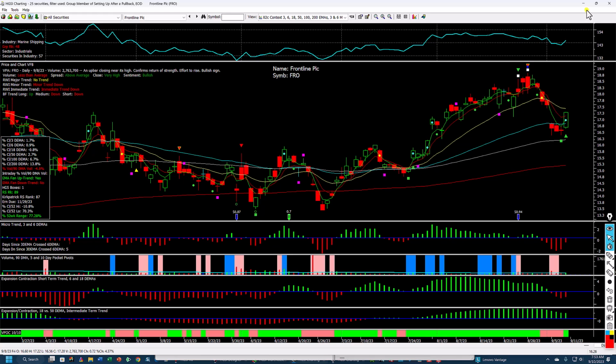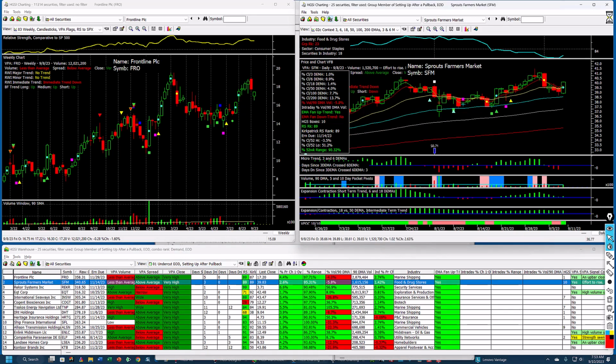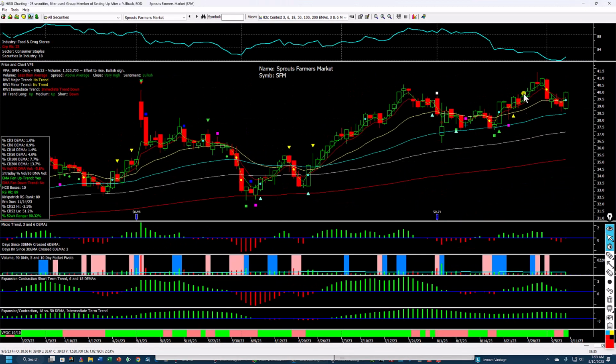It's got resistance above it, no doubt about it. But I'm limiting my views here to these 25 stocks. Now let's look at Sprouts Farmers Market. I'll bring it up. You can see the pullback was not nearly as deep. The group started to turn up on Friday. We have an effort to rise. This is another good candidate.